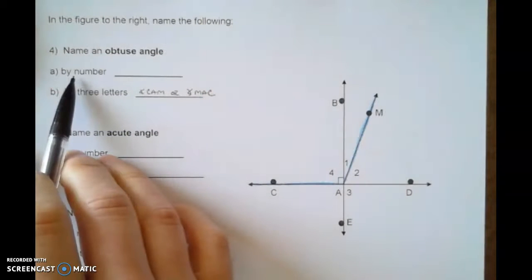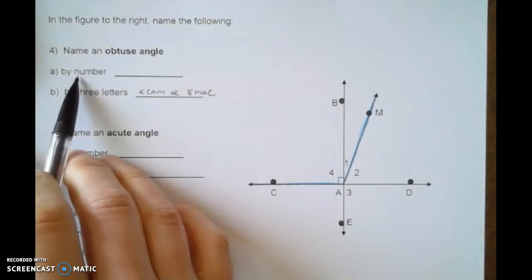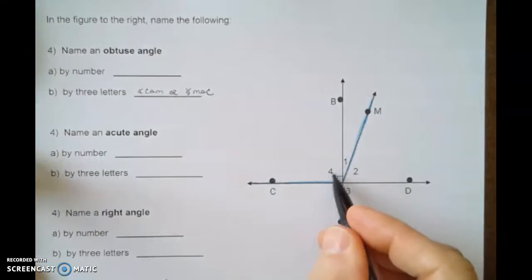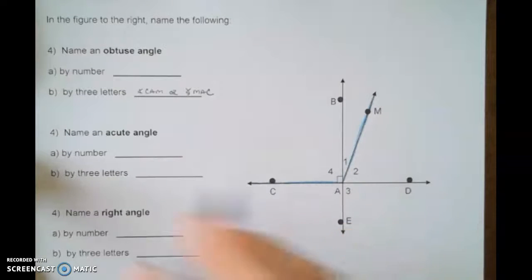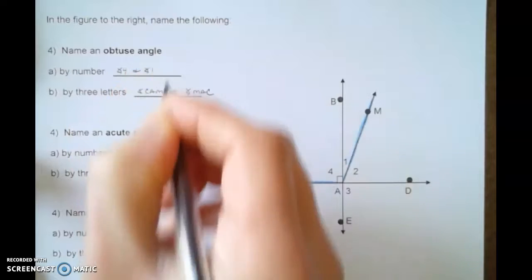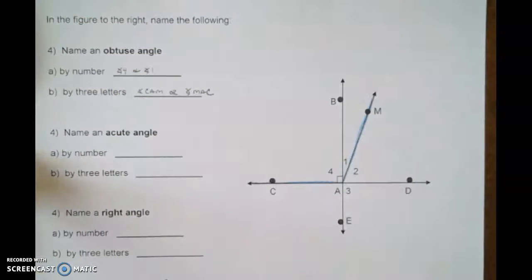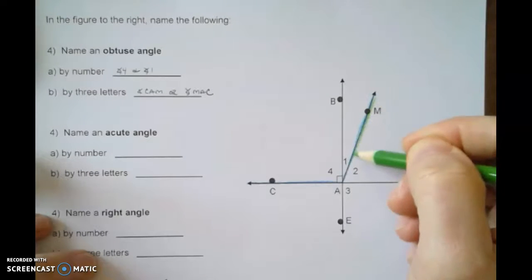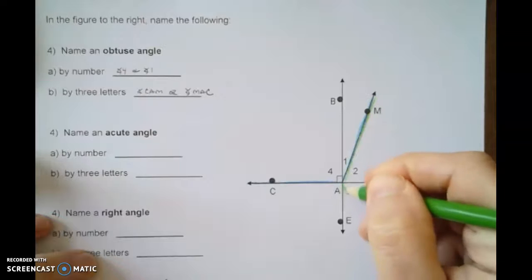If I wanted to name this angle by number, well, notice I've had to use 2 different numbers in order to make that entire angle. So I'm going to have to call it angle 4 and angle 1 together. All right, it's angle 1 and angle 4 together. Now, I could have found a different obtuse angle if I traced it a different way, here using this ray and this ray here.